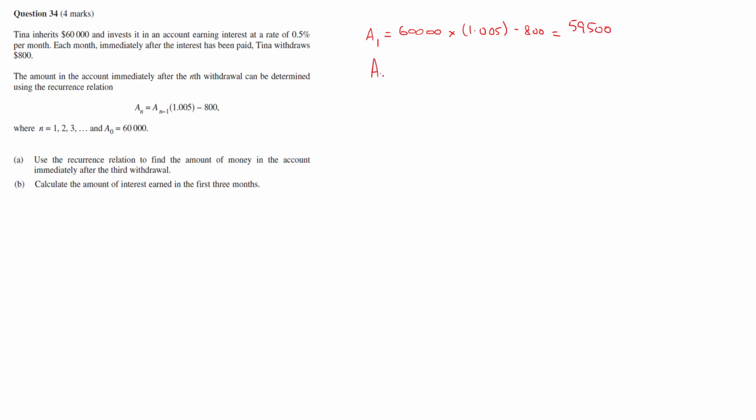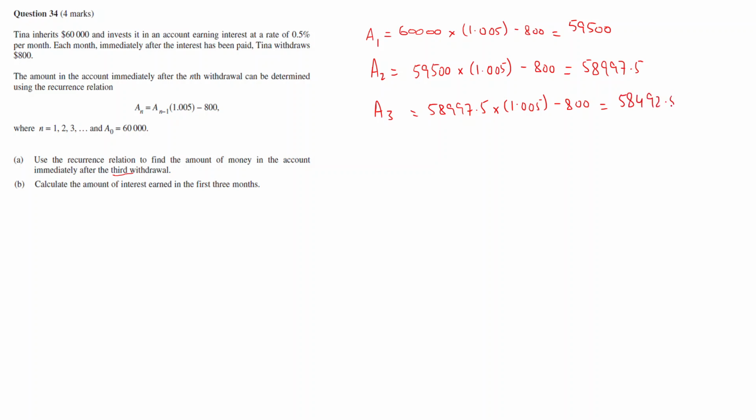Now to calculate A2, we need this 59,500 multiplied by 1.005 minus 800, and you will get 58,997.5. What we need is actually A3, because they want it after the third withdrawal. So we do it one more time: 58,997.5, which is A2, multiplied by 1.005 minus 800, and you end up getting 58,492.5. So that would be your answer for part A.